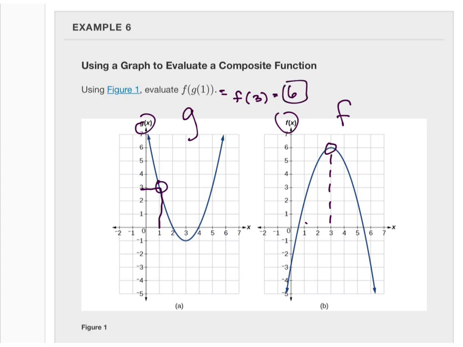The graph makes it a lot simpler. You like the graph better than the table? To each their own. It's the same thing, right? I've got input, output values. You've got to try it here. We're going to use the same picture. Let's find g of f of 2. G of f of 2.